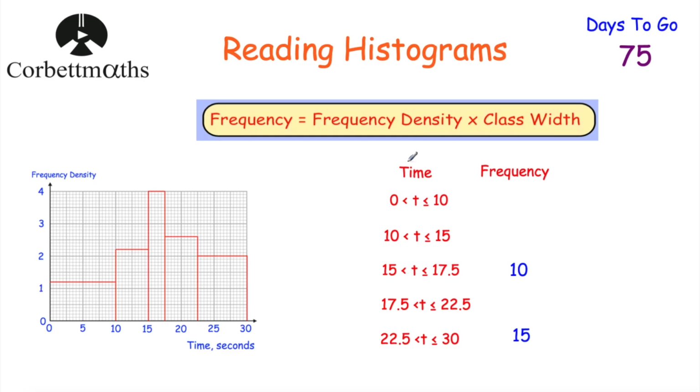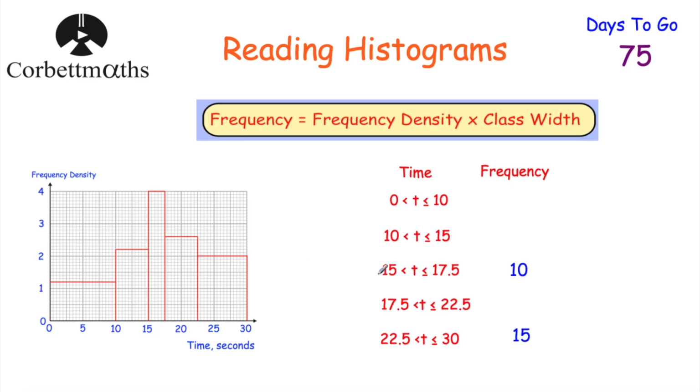In terms of this table, we've got the time and the frequencies: between 0 and 10 seconds, between 10 and 15, between 15 and 17.5, and we know the frequency there is 10. We've got between 17.5 and 22.5 seconds, and between 22.5 and 30 seconds, and again, we know the frequency there is 15. Let's look at the two that have been done for us.